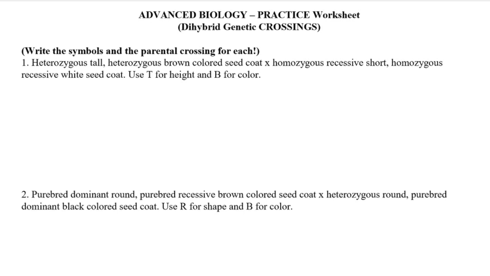So we have a heterozygous tall, heterozygous brown colored seed coat. The seed coat is what surrounds the membrane that surrounds the seed. And here's my cross. And then our other parent is a homozygous recessive short, homozygous recessive white. And it tells me to use T for height and B for color. So I have two different traits, two different letters. For each trait, I will have a capital and lowercase.